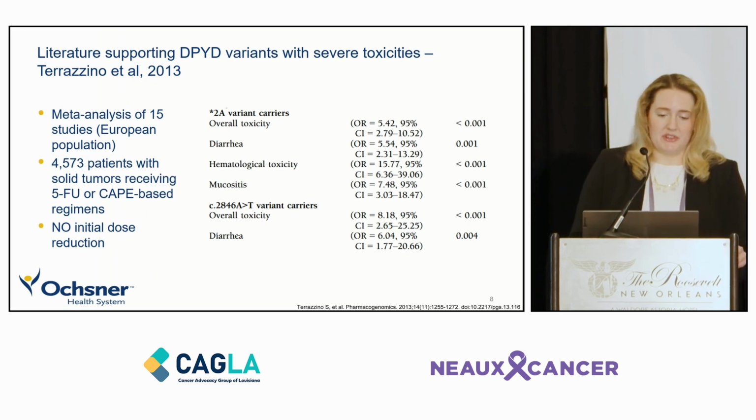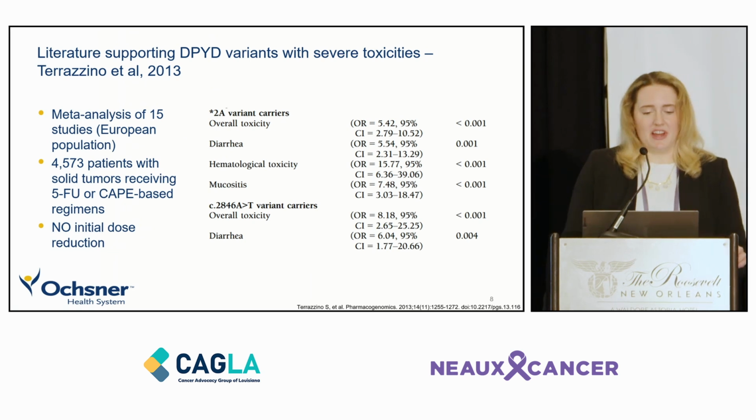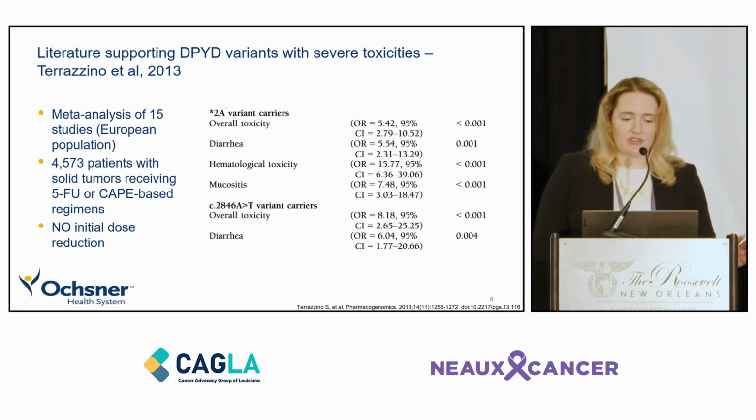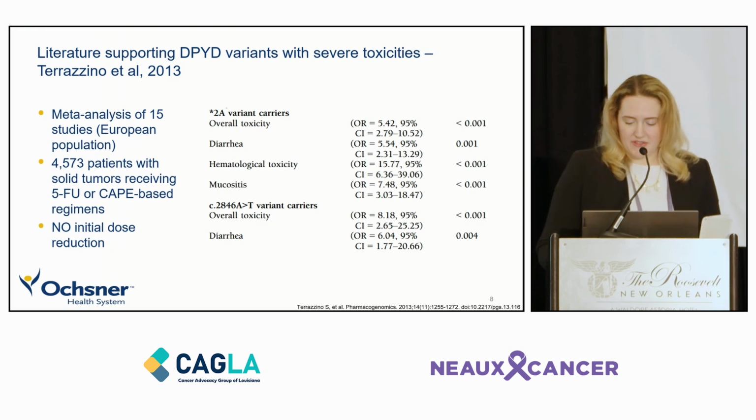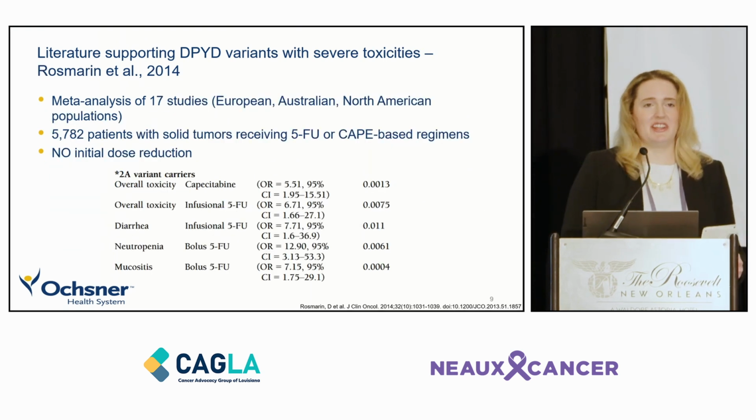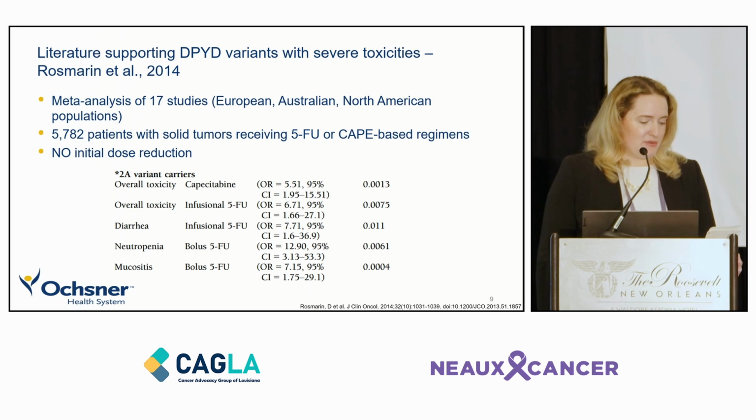And we see similar risks when we look at various different toxicities. So within hematological, GI, mucositis, again, we see these substantially higher rates in patients who carry the DPD variants. So our next study is very similar. I really just want to include it to show that there is a lot of data out there looking at patients developing severe toxicities when they carry DPD variants.